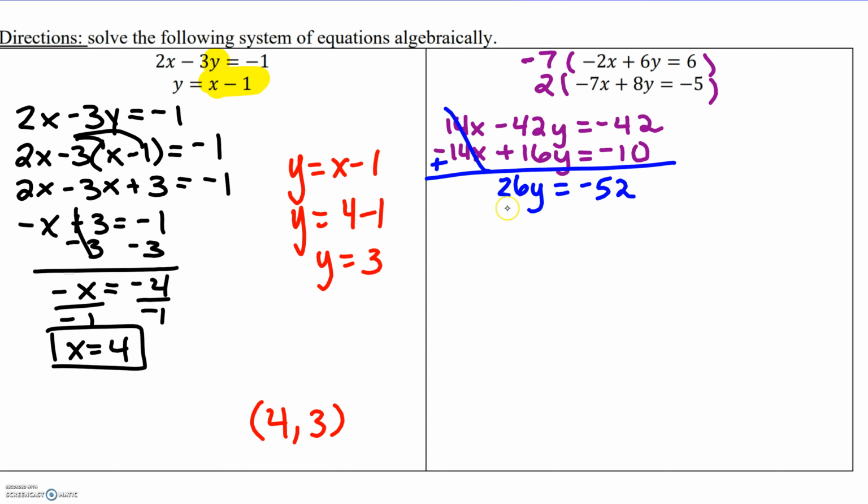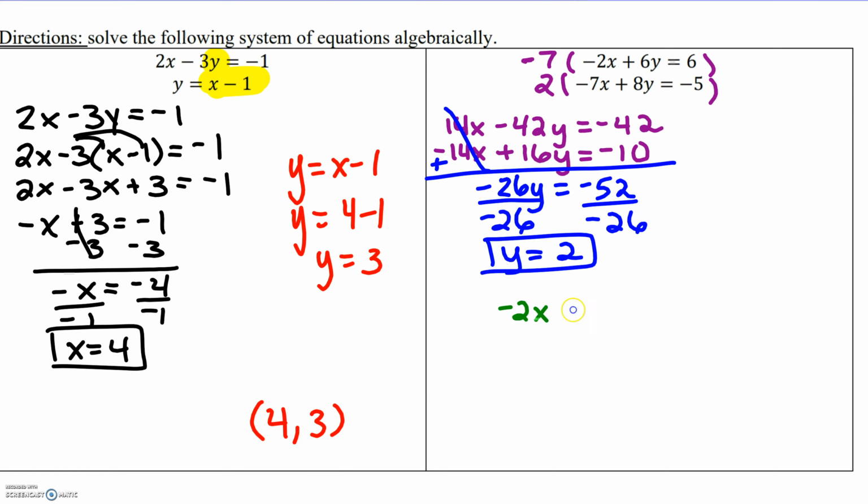From here, we need to isolate the variable. Oops, that's a negative. We need to divide by -26. And y is going to equal 2. Now that I have my y value, I need to go back to either the top or bottom original and solve for x. So I'm just going to take the top one.